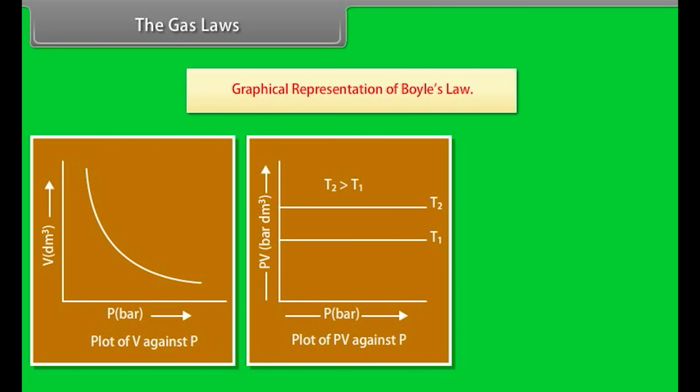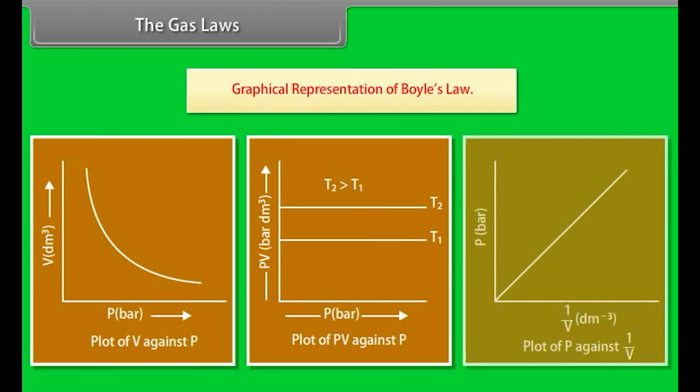The curve obtained by plotting PV against P at a particular temperature is called an isotherm. The higher curve corresponds to a higher temperature. It shows the variation of P against 1/V. The straight line indicates that 1/V regularly increases with the increase in P.